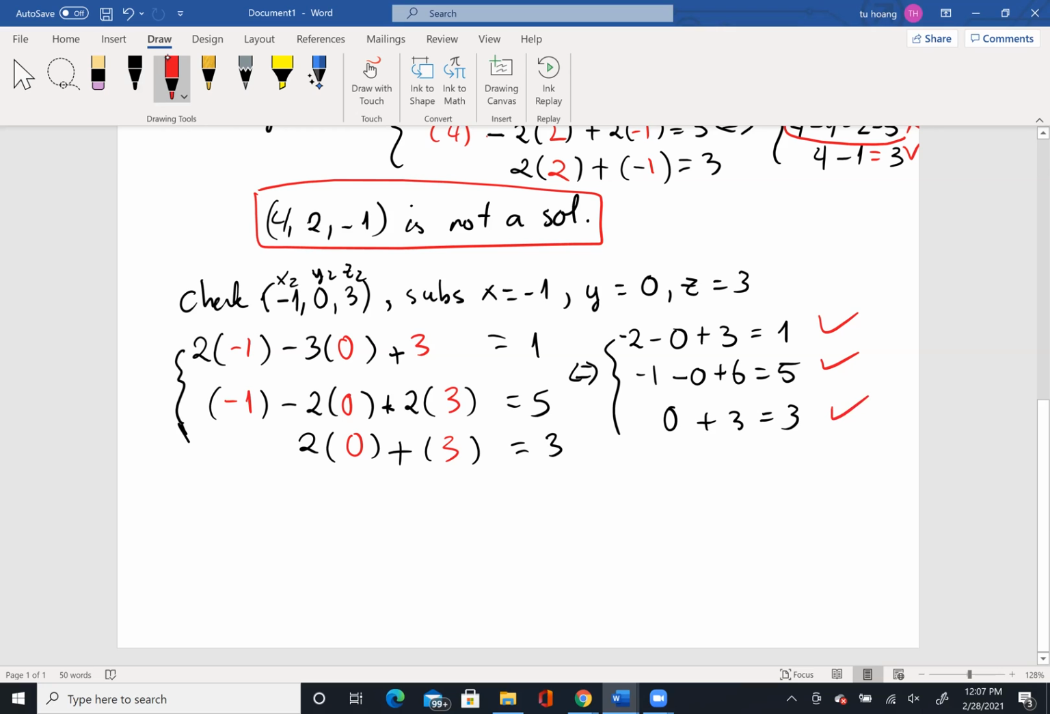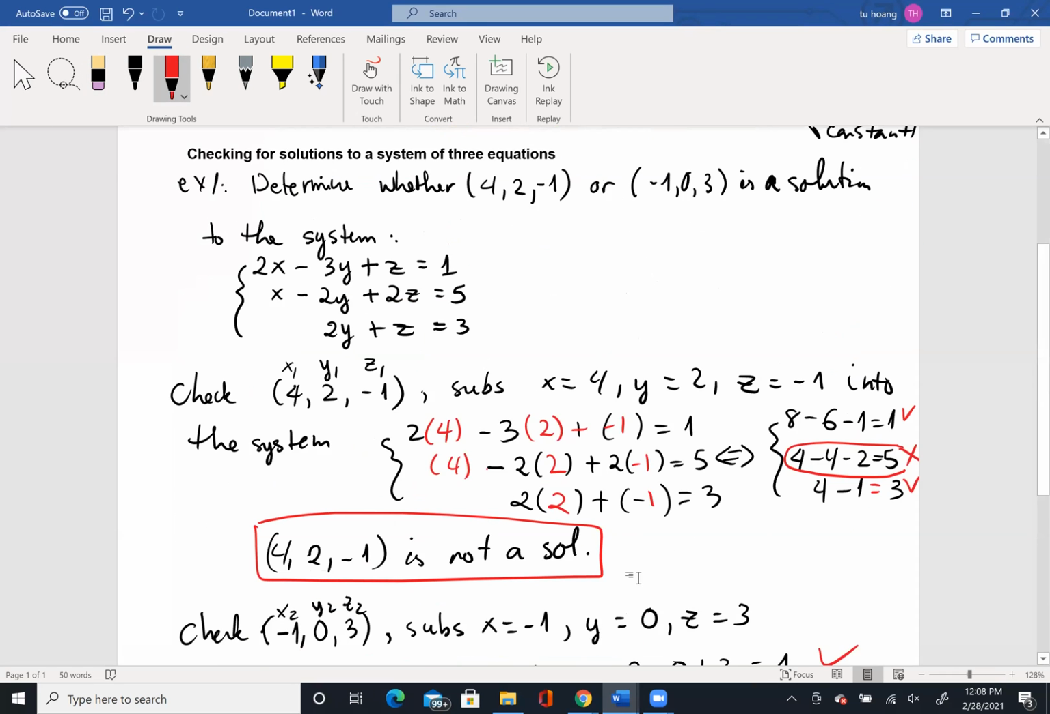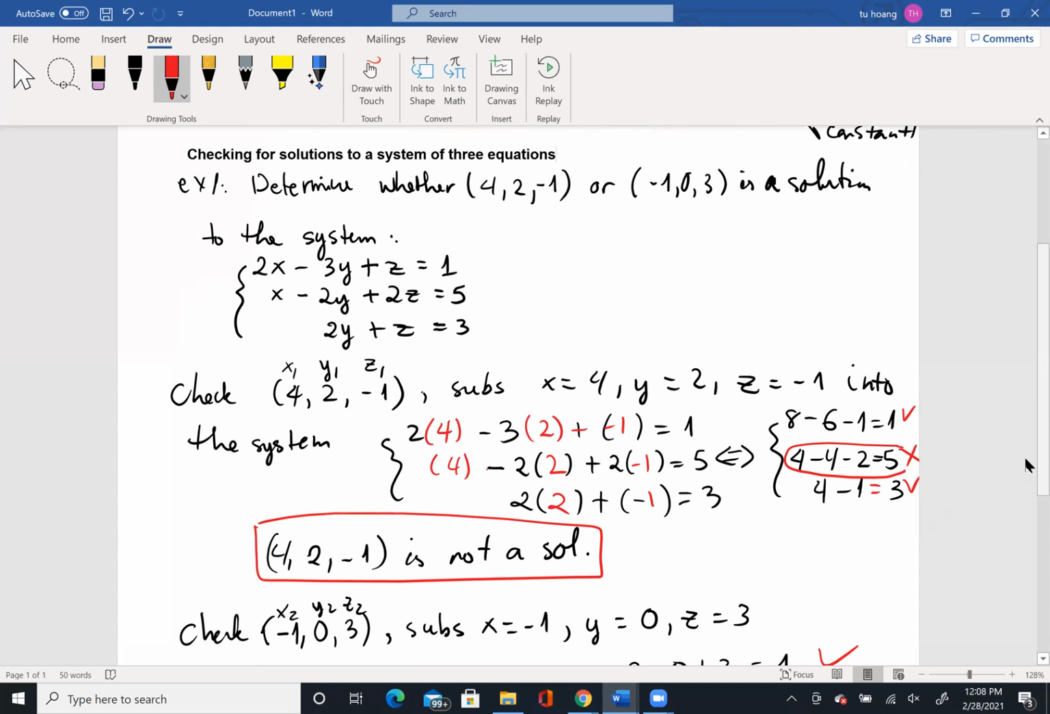So I'm going to say (-1, 0, 3) is a solution. Since it satisfies all the equations, this should be a solution. Okay, so let me move to the next page.